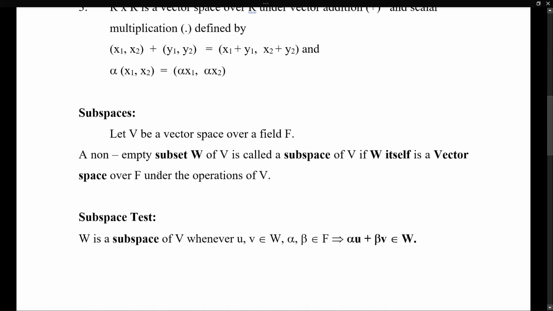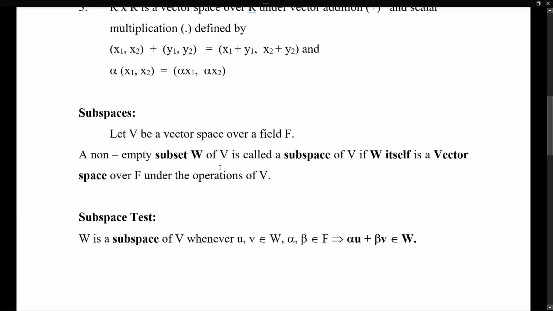Subspace. So what is a subspace? Let V be a vector space over a field F. A non-empty subset W of V is called a subspace of V if W itself is a vector space over F under the operations of V. This is like a subgroup of a group.